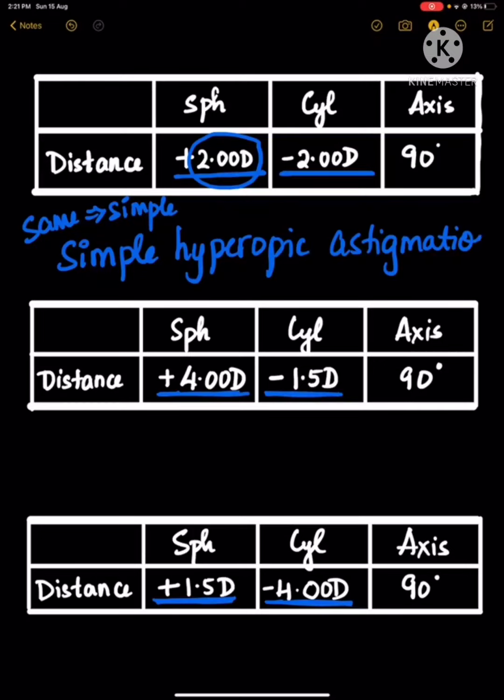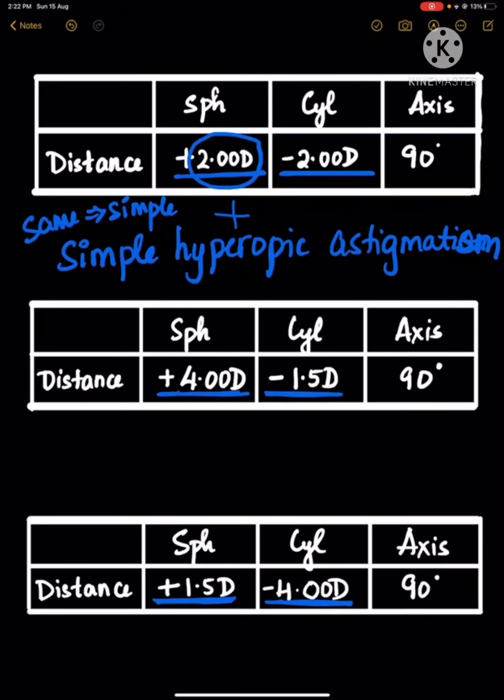This seems a little confusing, right? But the thing is, +2 is acting in all meridia, whereas -2 is neutralizing it in one meridia. So it becomes 0 in that meridia. So there will be only +2D remaining in one of the meridia. That is basically the one that is perpendicular to -2.